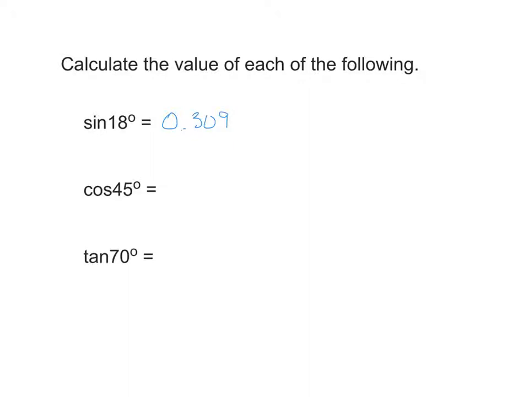When you do cosine 45, you should get 0.707. It's a big long number, 0.70710678112, but I'm just rounding it: 0.707. And the last one, tangent 70, 2.747.